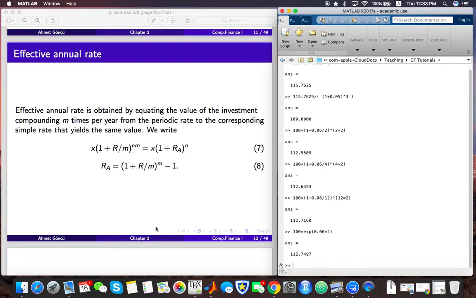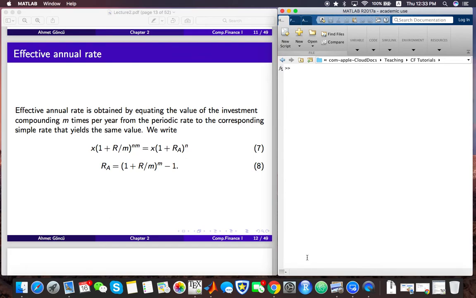Another important concept is the effective annual rate. You can calculate the effective annual rate by equation 7. And if you look at this equation, on the left-hand side, we have the m times compounding future value. This is what we get as a future value if we have m times compounding. And the right-hand side, we have 1 time compounding per year. So in other words, by solving this equation with respect to this RA, we can obtain what is the equivalent effective annual rate if we were compounding 1 time per year.